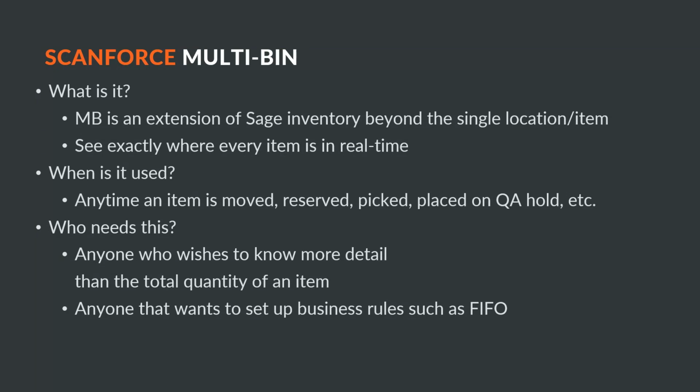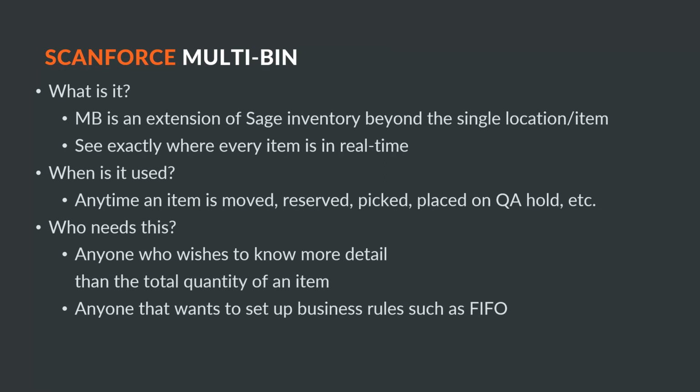A lot of our food customers have items that have to be inspected before they're let loose on the warehouse. We can have a bin called QA hold or quarantine or whatever you want to call it, and the inventory in there is truly quarantined. So we can do that through multi-bin, which is something that Sage really just can't do out of the box.